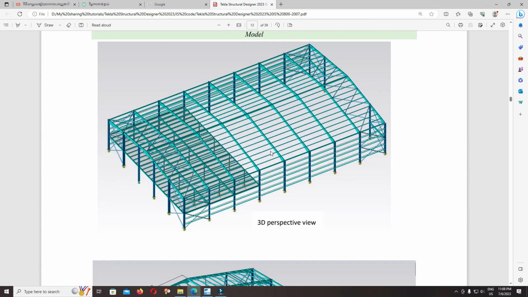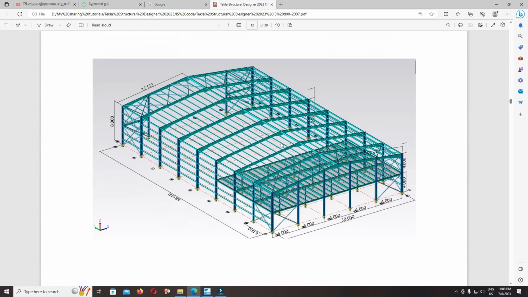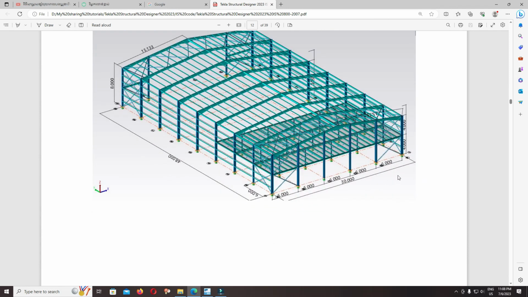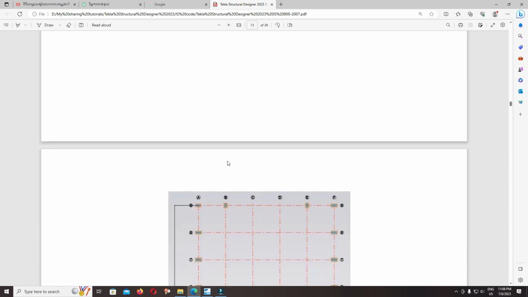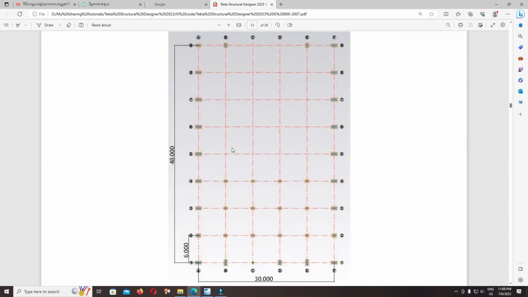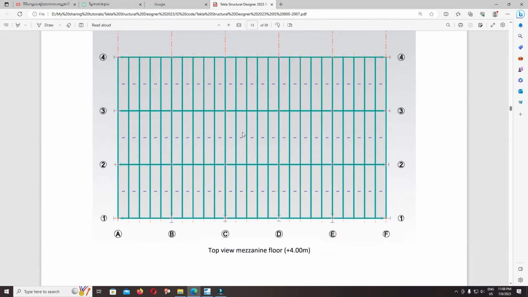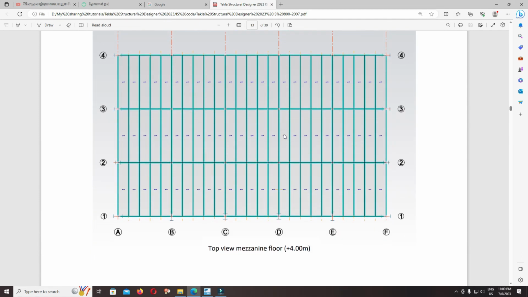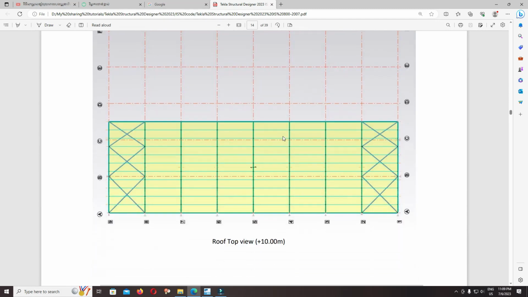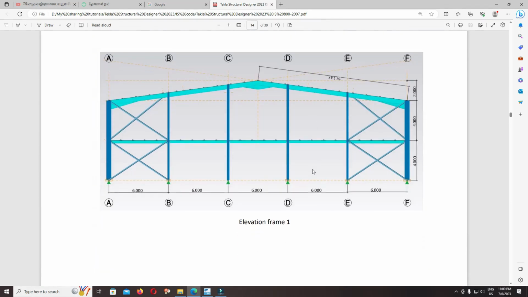Perspective view of the 3D. The width of the warehouse is 30 meters, and the total length is 48 meters. Top view of the foundation. Top view of the mezzanine floor at level 4 meters. Top view of the roof at level 10 meters.